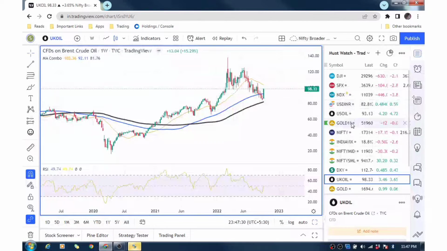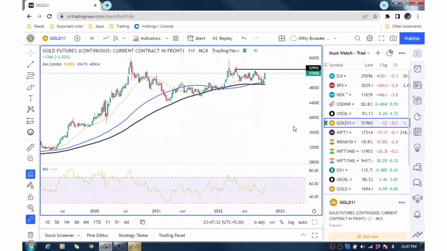Okay. Another interesting chart which we should watch for is gold. Okay. So here you can see that gold was trapped in a range of 53,000 to somewhere 49,000 since February.